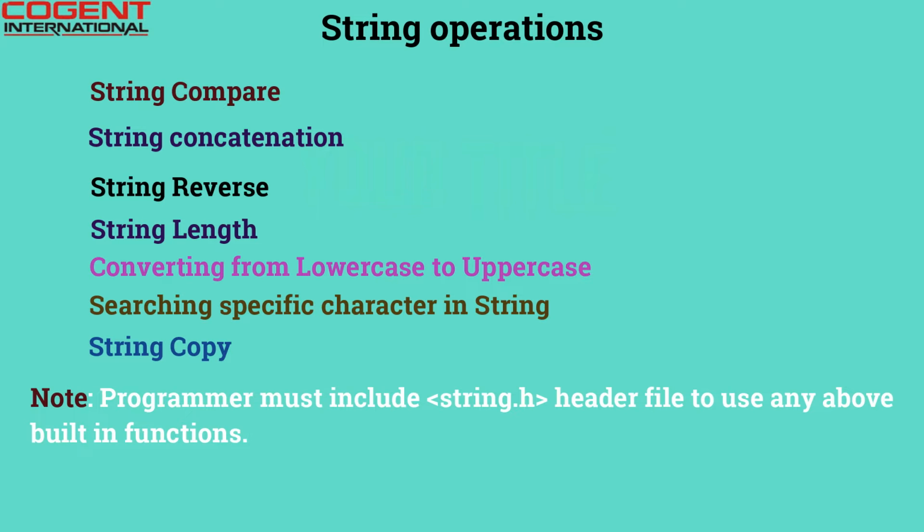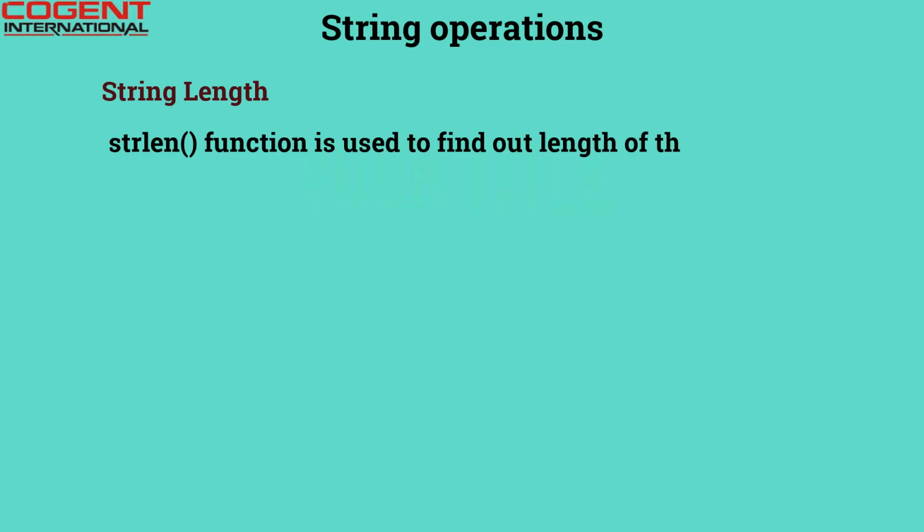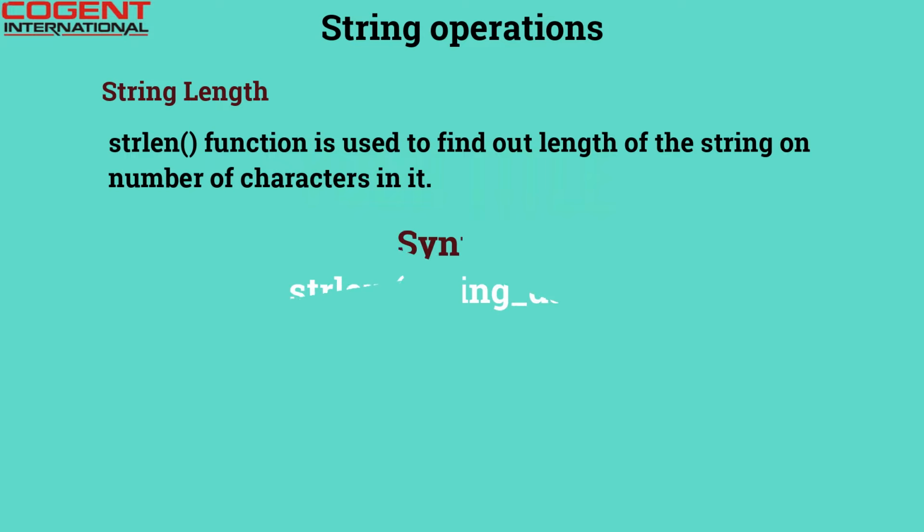Note, programmer must include string.h header file to use any of the above discussed built-in functions here. So let us see the first one, that is string length. The function used is the strlen function, which is used to find out the length of the string in terms of number of characters in it. And the syntax is like this: strlen in the bracket string underscore data, close the brace, semicolon.